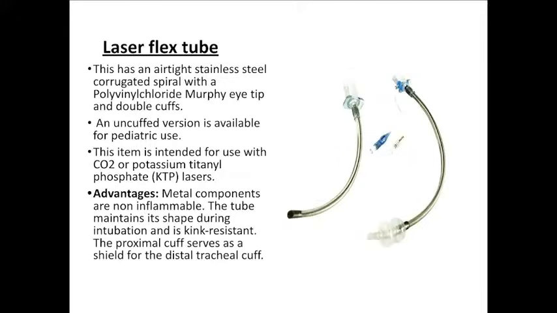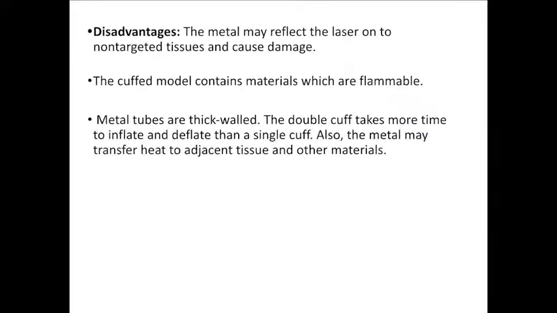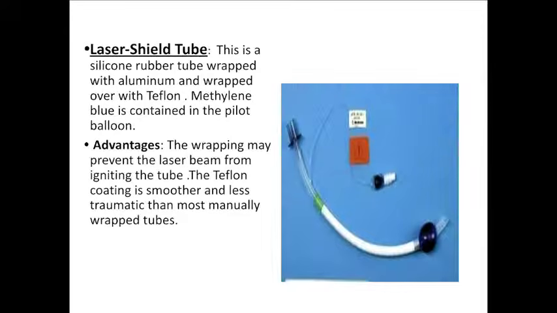Next is the laser flex tube. These are the stainless steel metal tubes with a Murphy's eye. Some come with cuff, some come with no cuff. No cuff tubes can be used for pediatric cases. When it comes to cuff tubes, you should fill this with dye. And there are two cuffs, the proximal cuff and distal cuff. If even one cuff is damaged, the other one will protect your airway. The disadvantage is that the metal can reflect the laser, the cuff model consists of materials which are flammable, and the metal tubes are thick walled, and the double cuff takes more time to inflate and deflate.